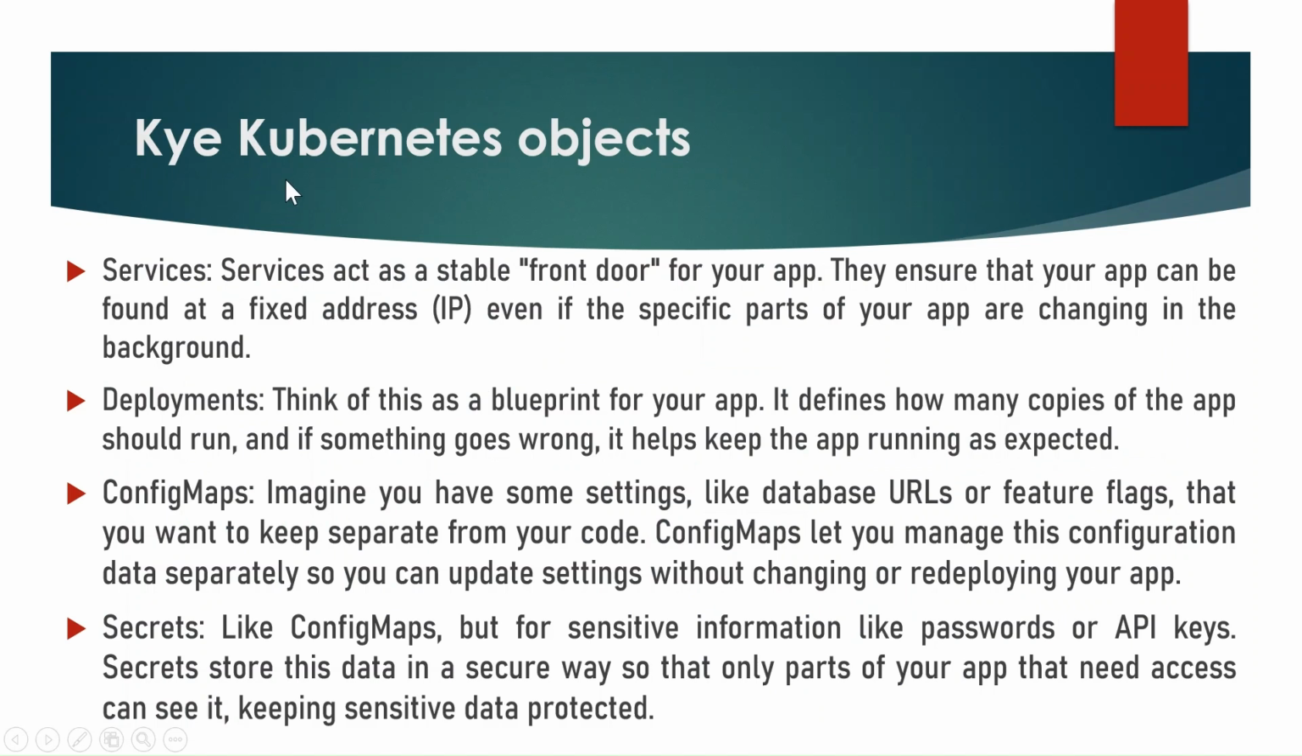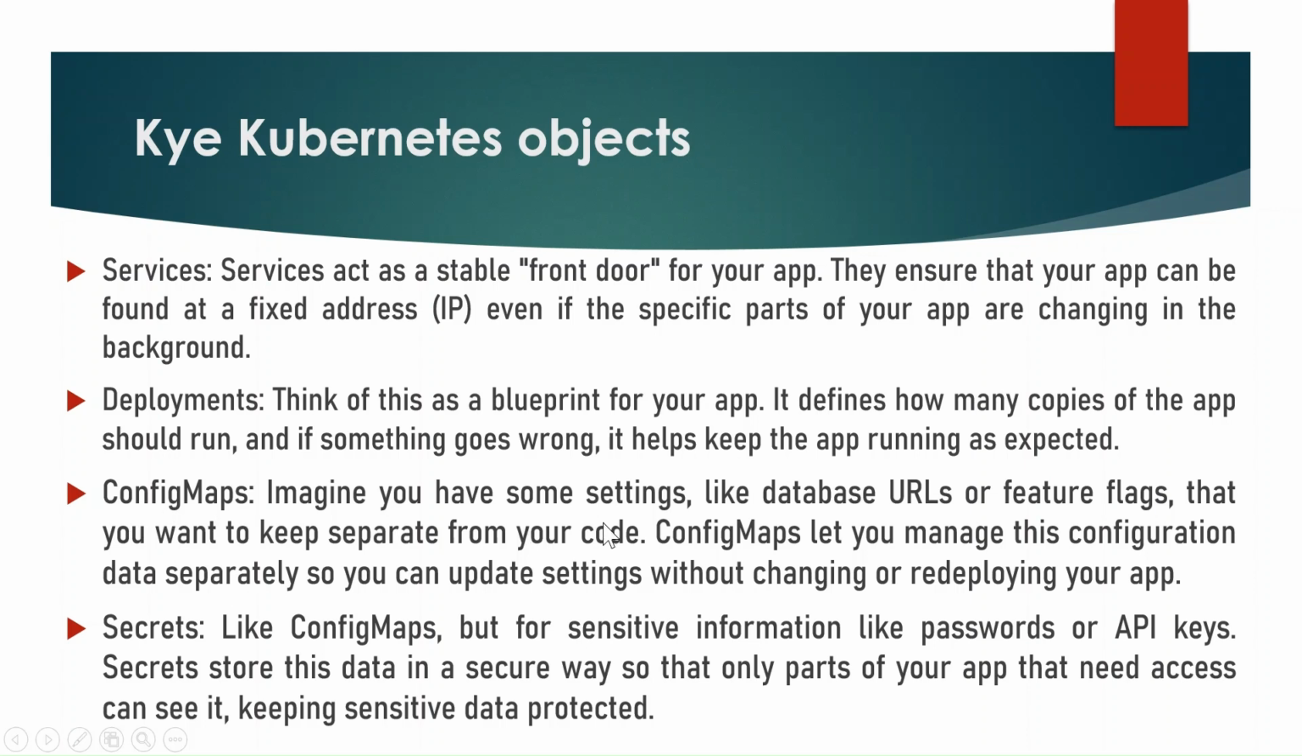Now let's see key Kubernetes objects. The first one is service. The service acts as a stable front door for your application. They ensure that your application can be found at a fixed address like an IP address, even if the specific parts of your application are changing in the background. The next one is deployment. Think of this as a blueprint of your application. It defines how many copies of your application should run, and if something goes wrong, it helps keep the application running as expected.